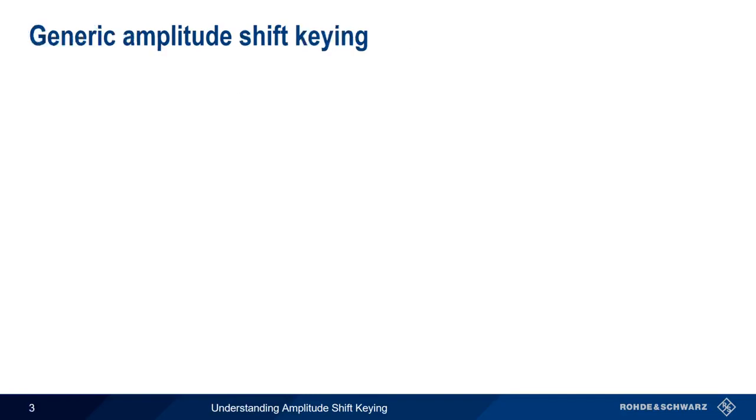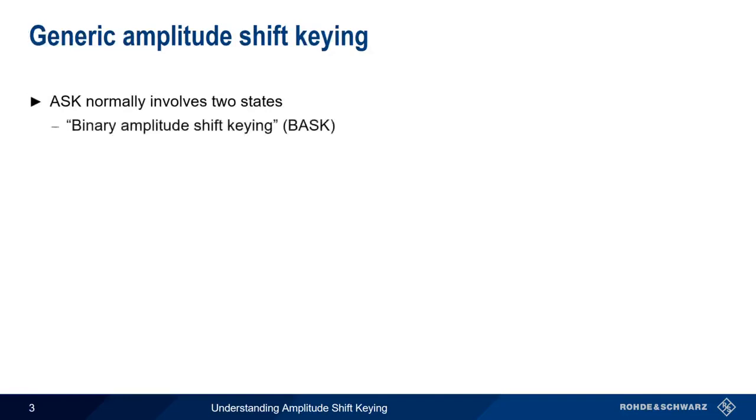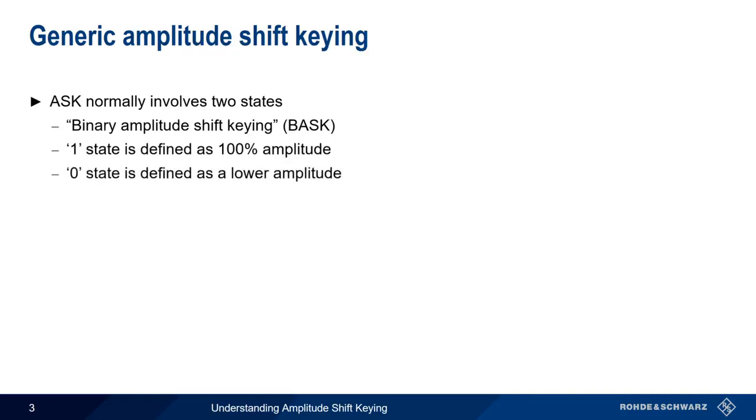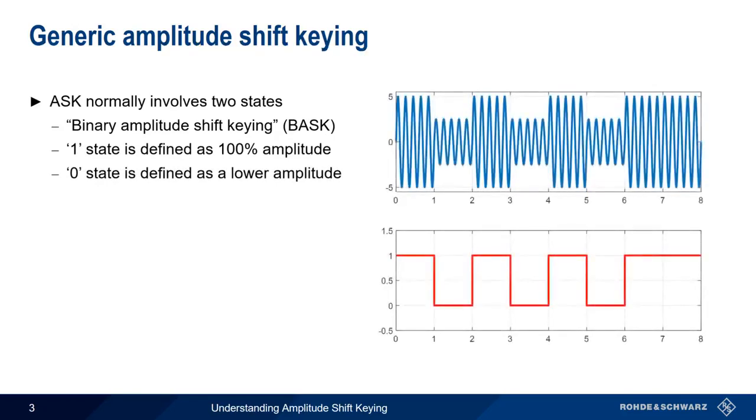With very few exceptions, amplitude shift keying involves two states. Technically, this could be referred to as binary amplitude shift keying, but you're unlikely to hear the specific term used since almost all applications of ASK use only two states. The on state is defined as 100% amplitude, and the off state is defined as a lower amplitude. As mentioned a few moments ago, the lower amplitude can be either 0 amplitude or some non-zero amplitude, as shown in the diagram here.